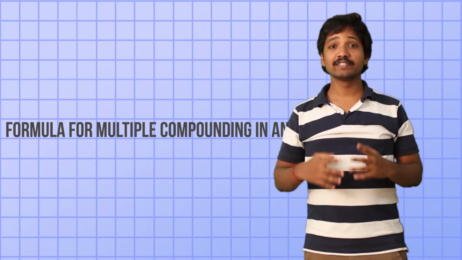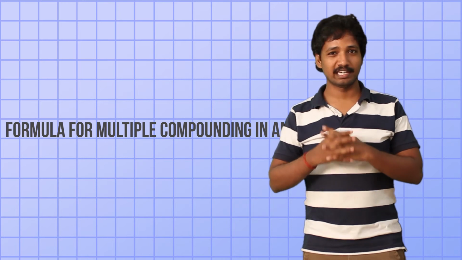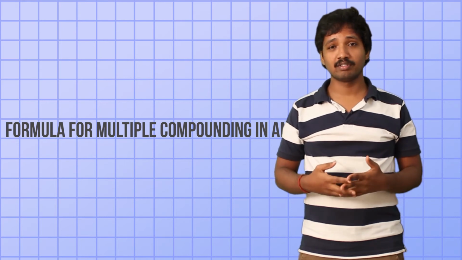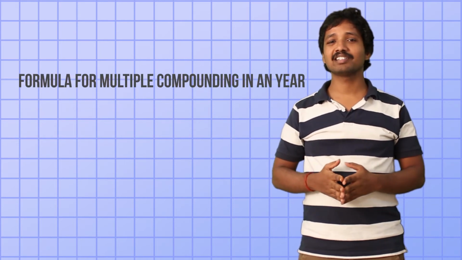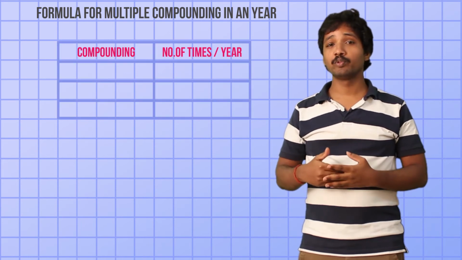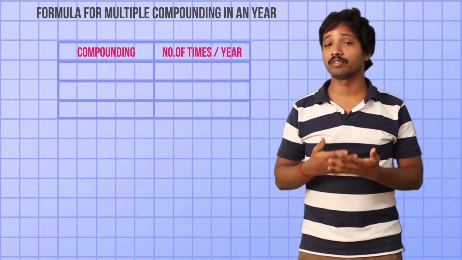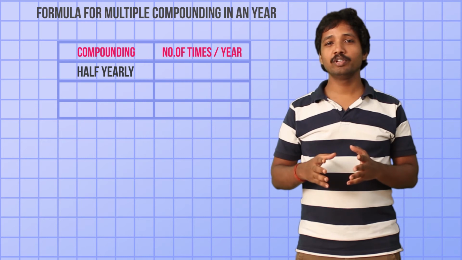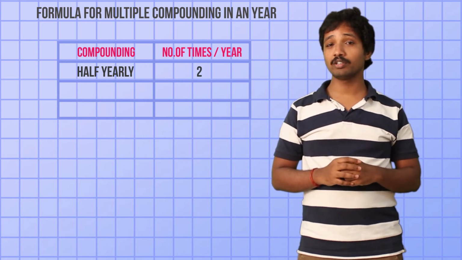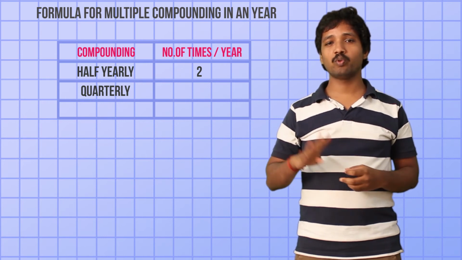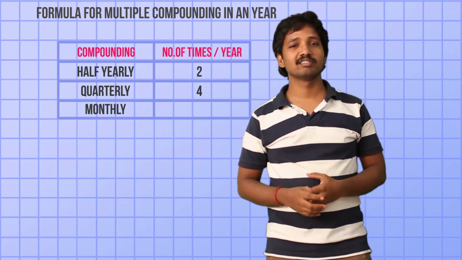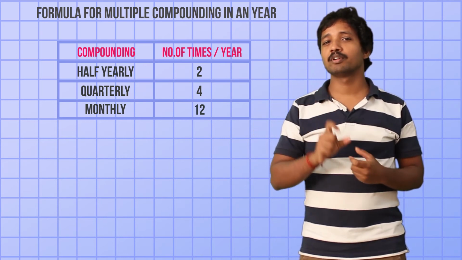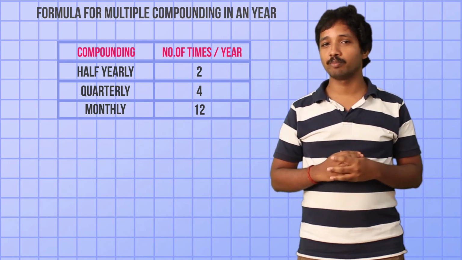Okay, what if the amount is compounding more than once in a year? What do we need to do? Many times in banks or competitive exams, the questions will say that the rate of interest is compounding on a monthly, quarterly, or half-yearly basis. Half yearly means the compounding frequency is 2 times per annum. Quarterly means the compounding frequency is 4 times per annum. And monthly means the compounding frequency is 12 times per annum. So we need to make a little adjustment to our existing formula of compound interest.